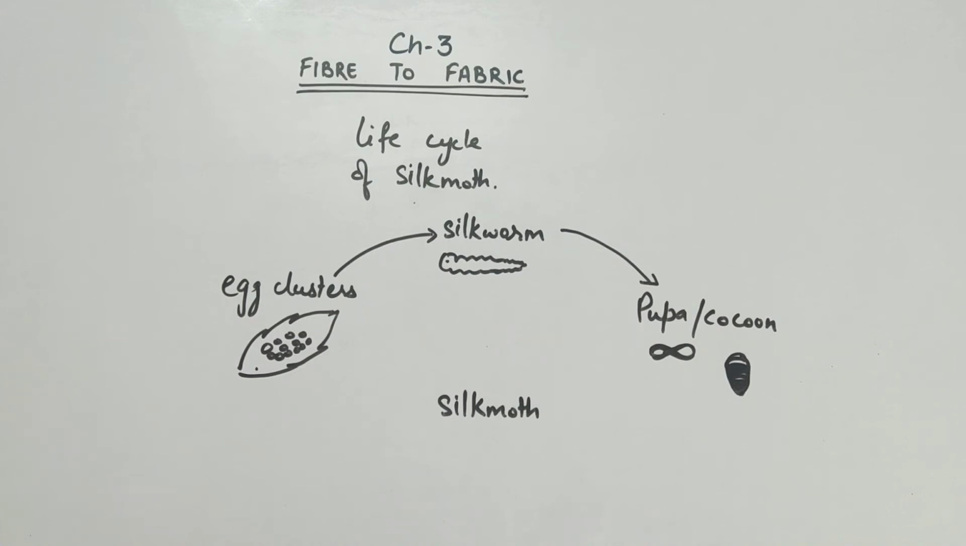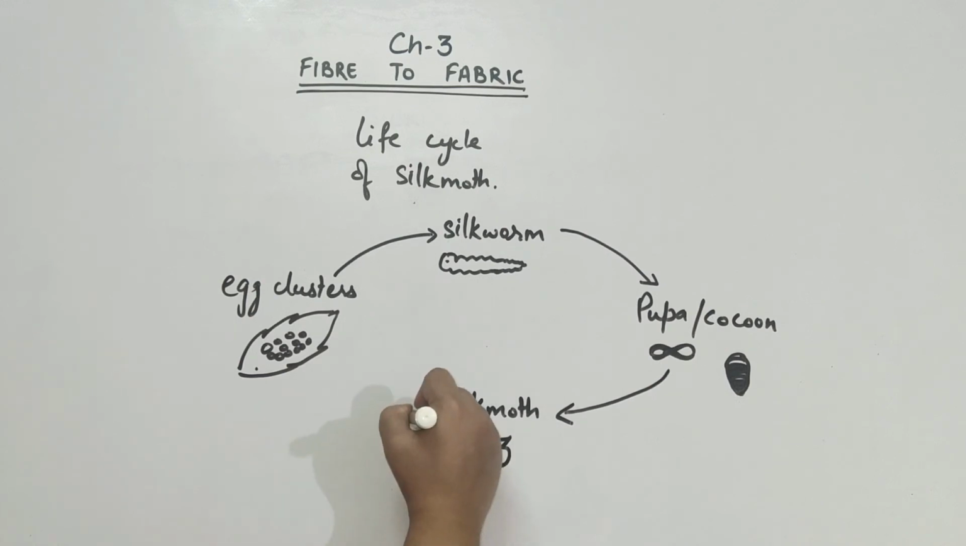Silk solidifies when it comes in contact with air. Once the cocoon is completed, the silkworm goes into a resting phase for about 2 to 3 weeks. The silkworm then changes into silk moth that emerges from the cocoon by breaking it. This is the life cycle of silk moth.